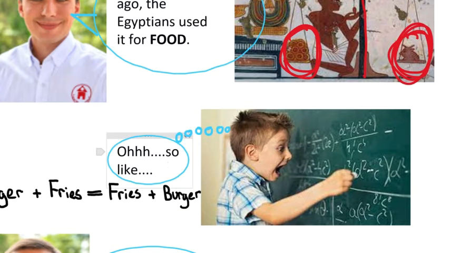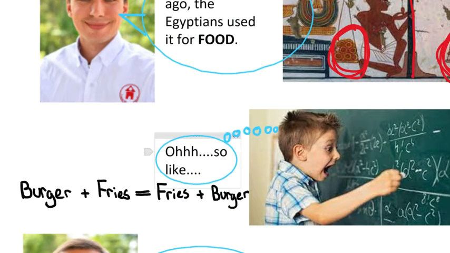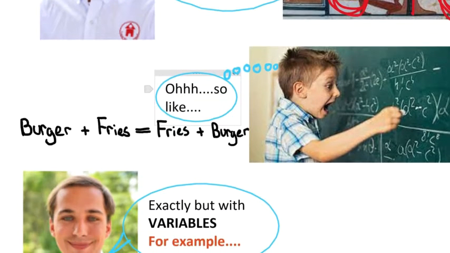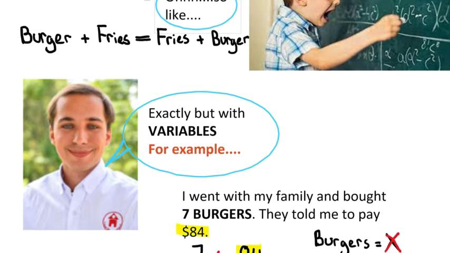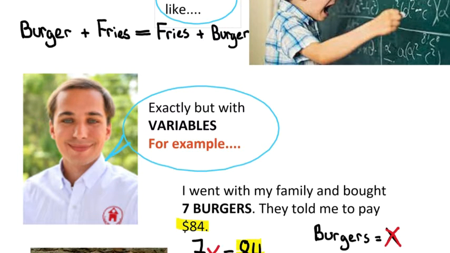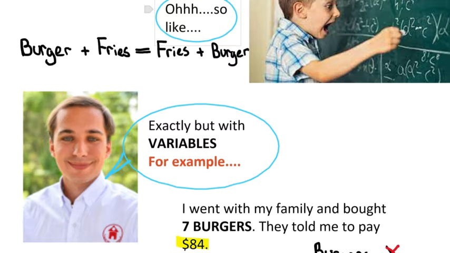Oh, so like teacher, burger plus fries equals fries plus burger. Exactly the same concept. Burger plus fries equals fries plus burger. But rather than words, we use variables.